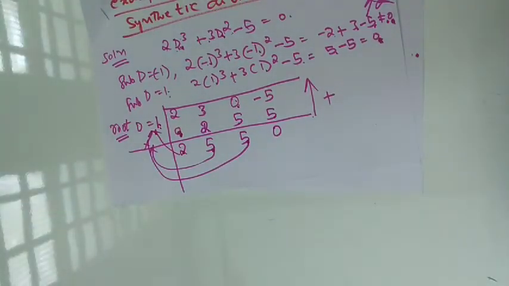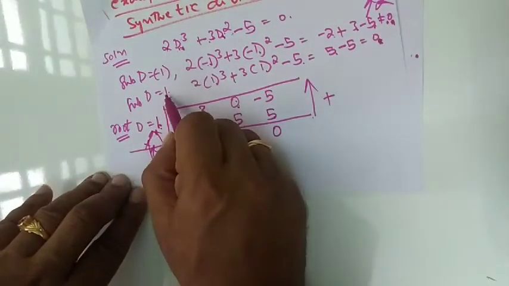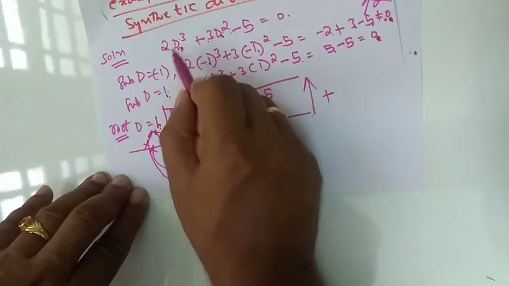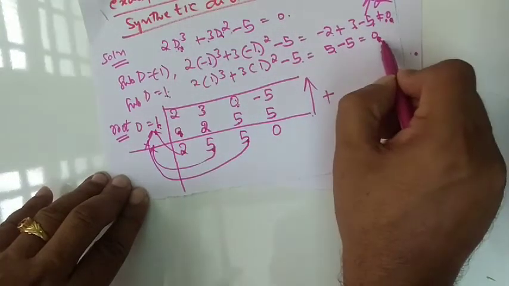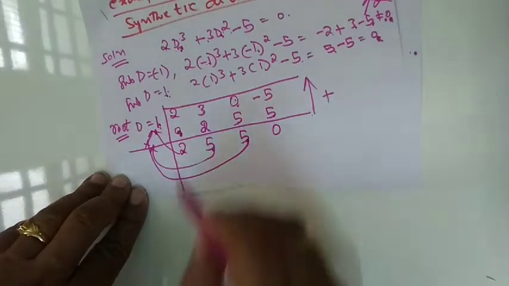I repeat, understand clearly. First find out the root. D is equal to 1 is the root. Why? When I substitute D is equal to 1, you are getting 0. So D is equal to 1, you have written. Now arrange the coefficients.